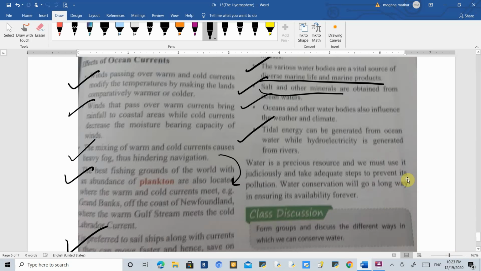That is the need and importance of this. So by this, we have completed this chapter.